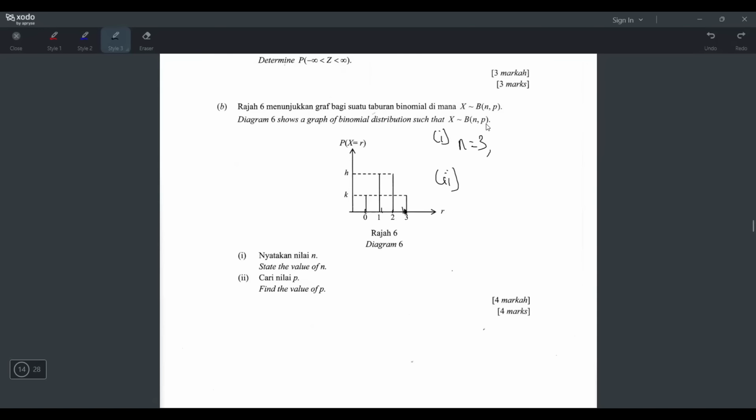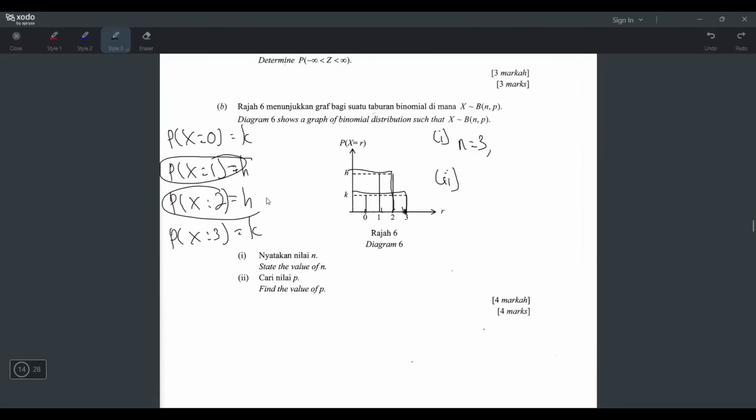Okay, from the diagram, we can see they give us the probabilities, right? The first one, P(X = 0) equals k. The second one, P(X = 1) equals h. And then the next one, when X equals 2, you get h. And then P(X = 3) equals k. Okay, avoid using these two. Try to use this or this.